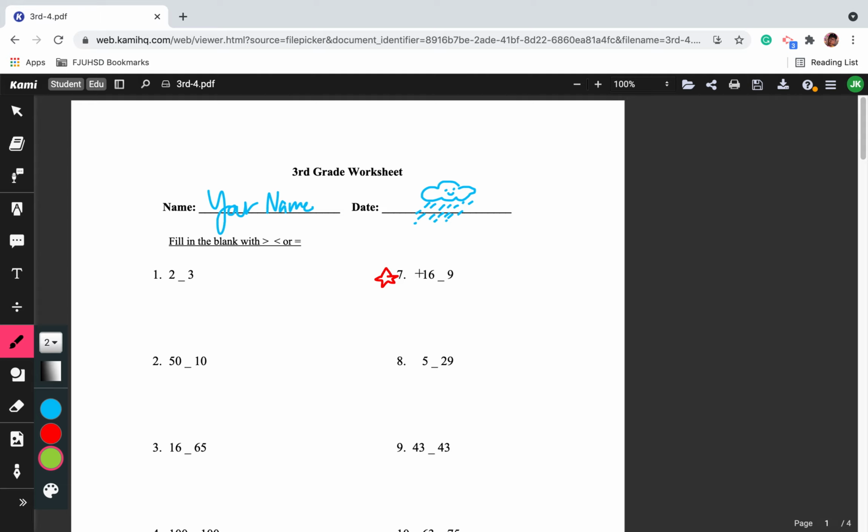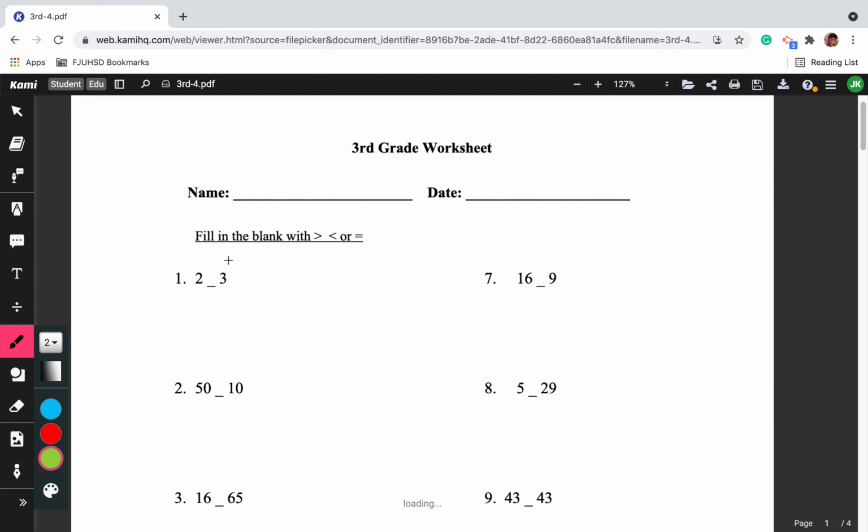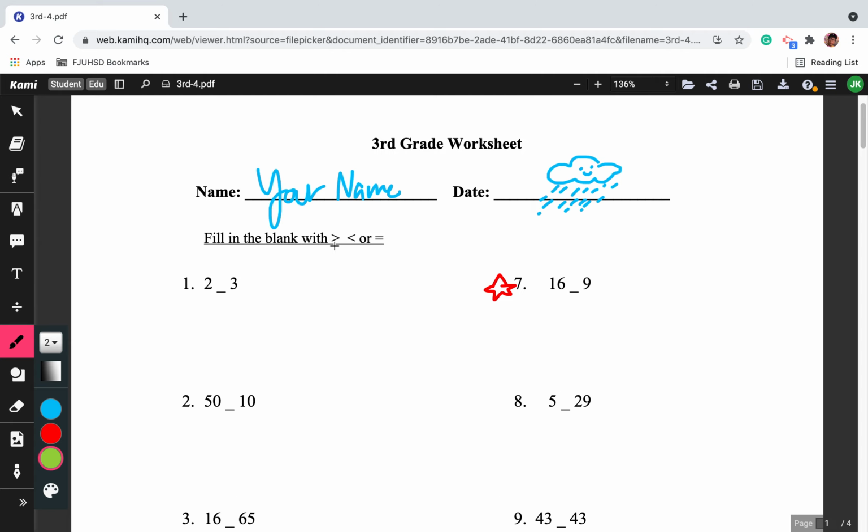Okay, I'll be doing some examples, and I hope they will help you solve the rest of this worksheet. So, let's start. The first question says fill in the blank with greater than, less than, or equal to.